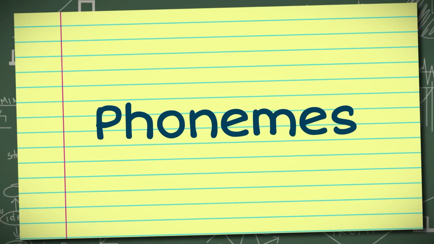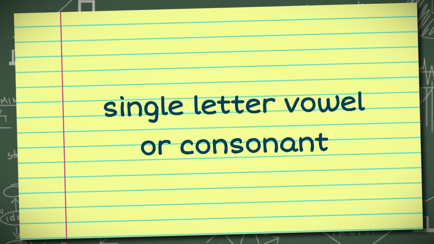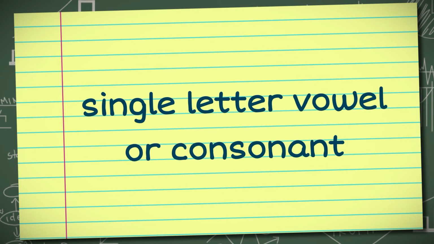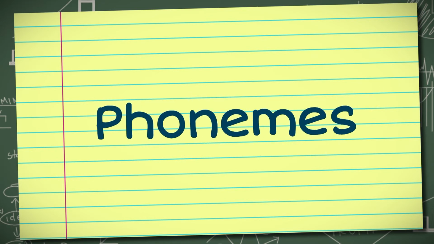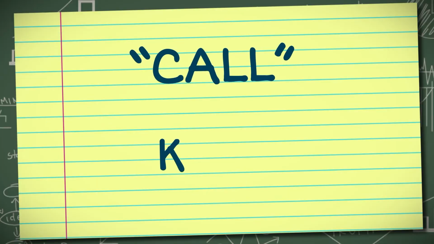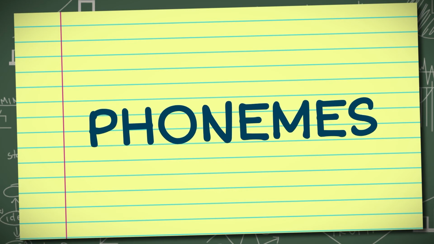Phonemes are the smallest unit of speech. It is similar to a single letter, vowel or consonant. In the English language, however, the number of letters in a word does not correspond to the number of phonemes. For example, the word call has 4 letters but contains only 3 phonemes, which we denote as K, O, and L. Phonemes are classified as vowels or consonants in the English language.